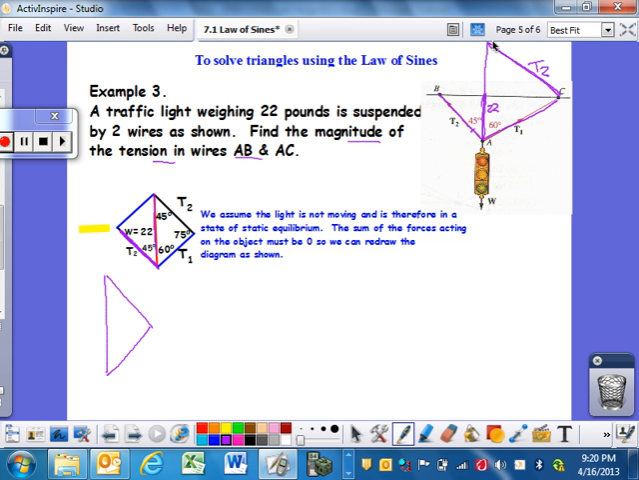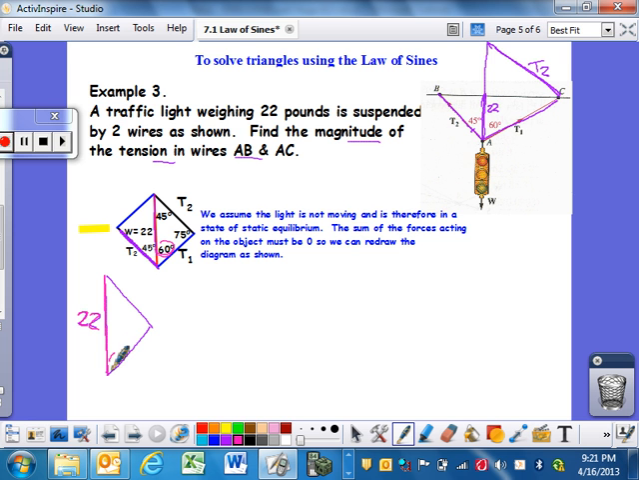Okay, and what we know is that the weight is 22. That would be this side right here. Maybe if I get fancy with some colors, this side is 22 pounds. That's the weight going down on it. All right. And what we need to try to figure out is what are all the angles. So actually I've already done this here.